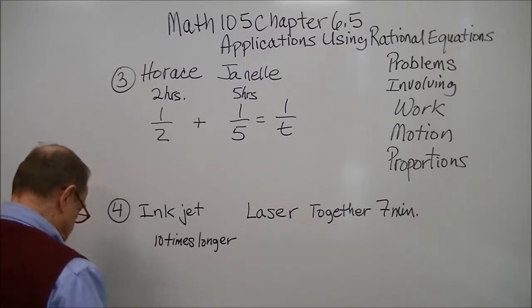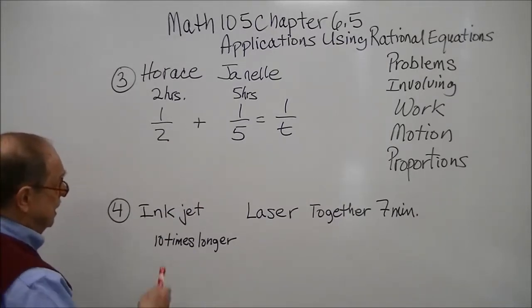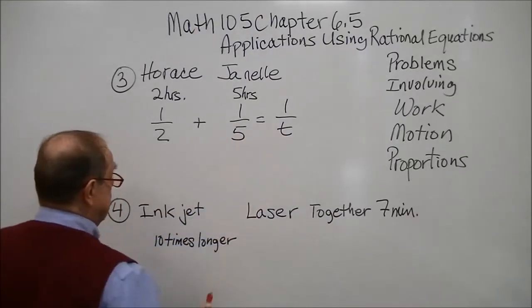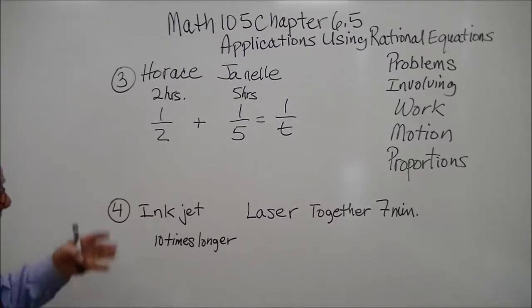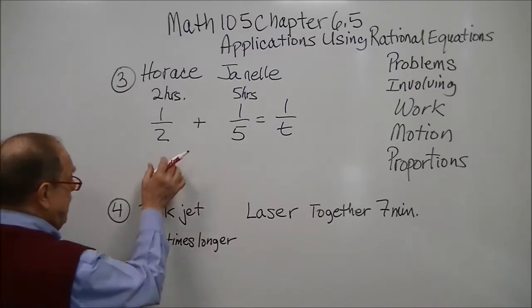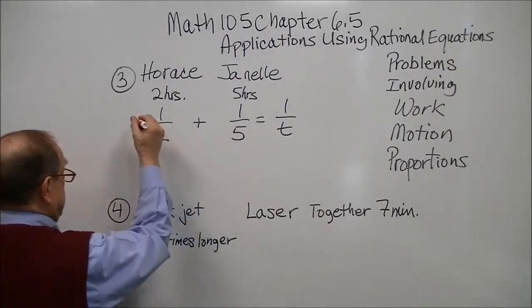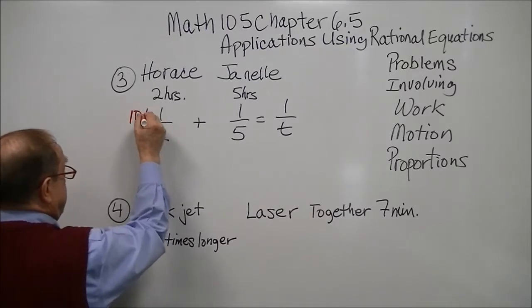So now what we're going to do is figure out, we want to solve for T, so we want to figure what's our least common denominator from our previous lesson. Well, think about it for a moment, and it's actually 10T.